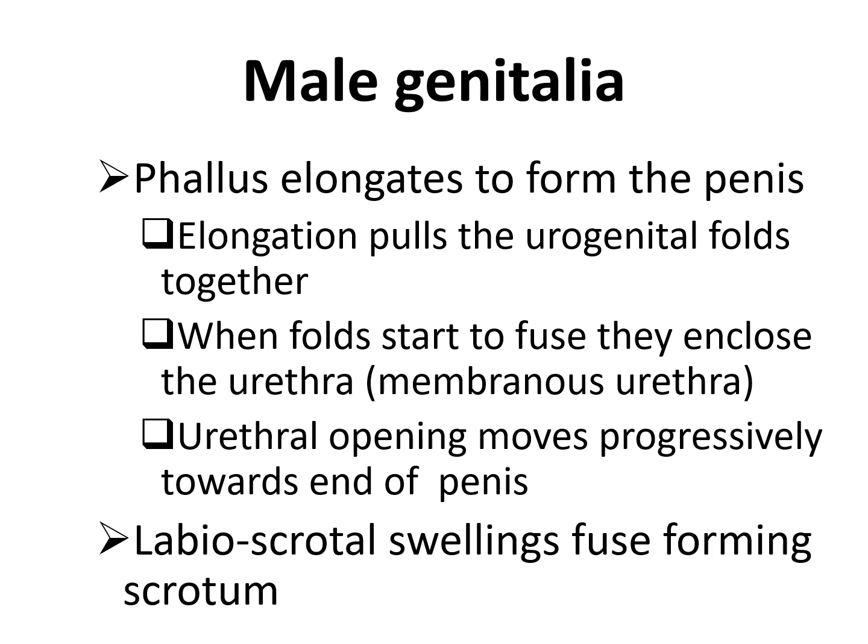So if we have XY, as we mentioned, the phallus elongates to form the penis. Elongation pulls the urogenital fold together. When the folds start to fuse, they close the urethra in between them, and the urethral opening will move towards the end or the terminal part of the penis. The labioscrotal swellings fuse forming the scrotum.